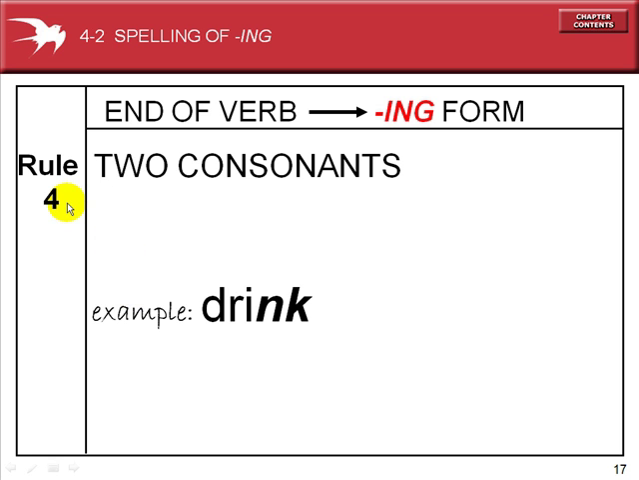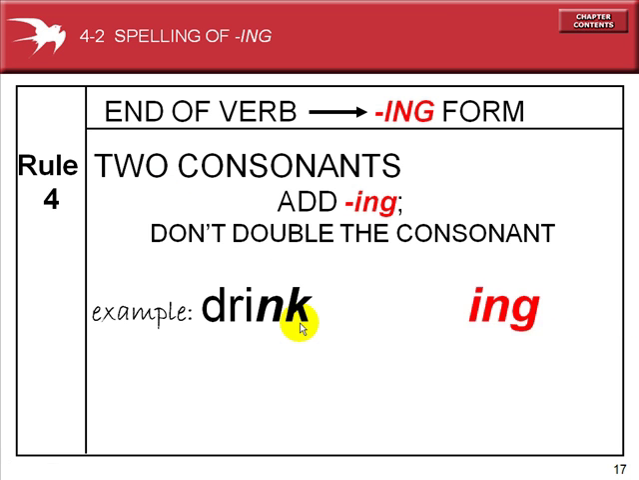Another example for Rule 4, when a verb ends in two consonants, for example, drink. N and K are consonants. We just add the ing ending and we don't have to double the consonant.